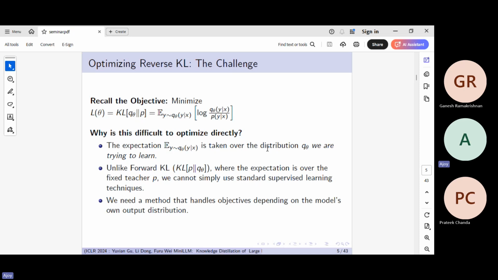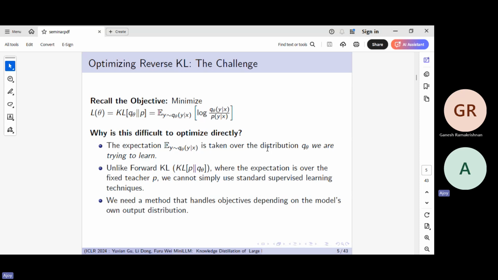So the objective here is to minimize the expectation over y from q theta of log of q theta by p. So why is it difficult to optimize? Actually, the student model is still learning, and we cannot go through all the model distribution which will be given as output to any x input. In normal forward KL divergence, this is just standard supervised learning because the teacher output is fixed and we can easily find it. So here the paper proposes a way to handle this.